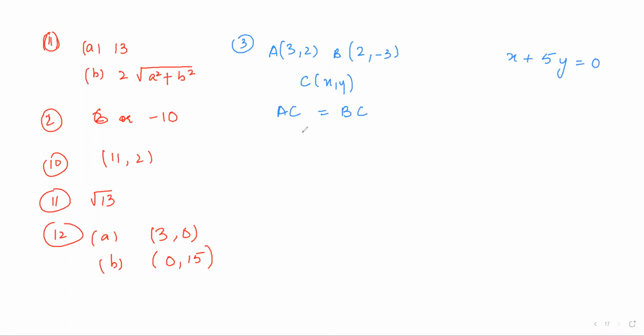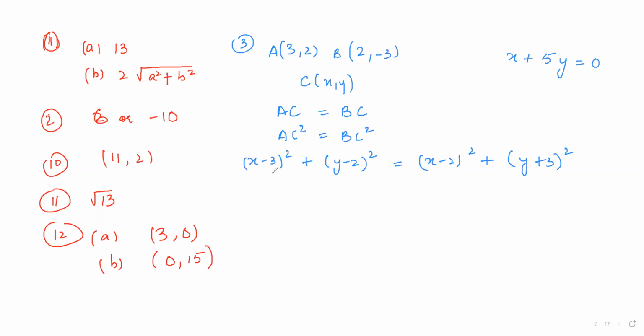Yes, ma'am. So I'm just taking square on both sides, so just avoid the under root. That means x2 minus x1. So x minus 3 whole square plus y minus 2 whole square should be equal to y plus 3 whole square. Am I right? Yes, ma'am.